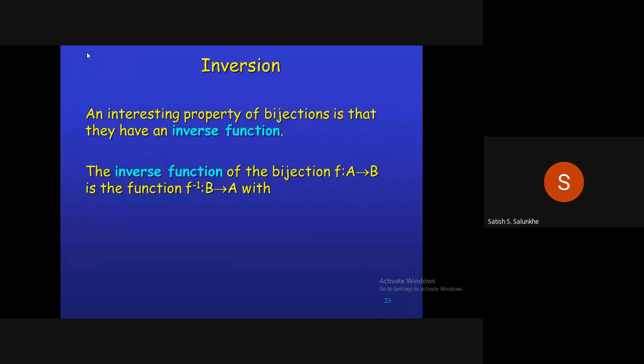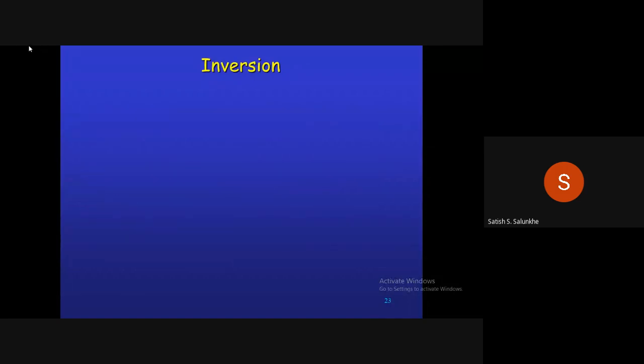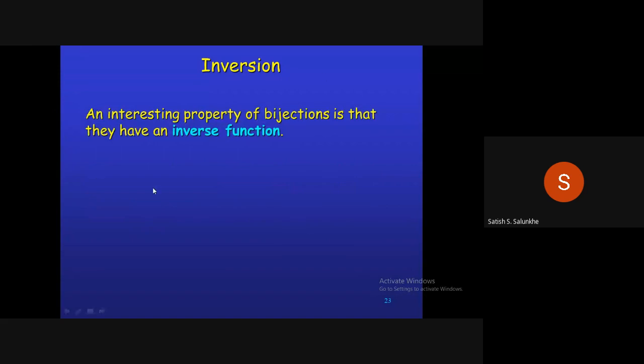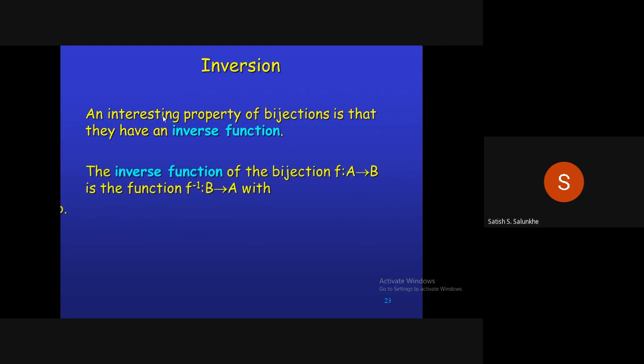In the last session, we started with the inverse function. An interesting property: if the function is a bijective function, then and only then the inverse exists. If it is not a bijective function, the inverse function does not exist. This is the most important property. The inverse function of a bijective function f from A to B is the function f inverse from B to A. If f is from domain to codomain, then the inverse of f will be from codomain to domain.